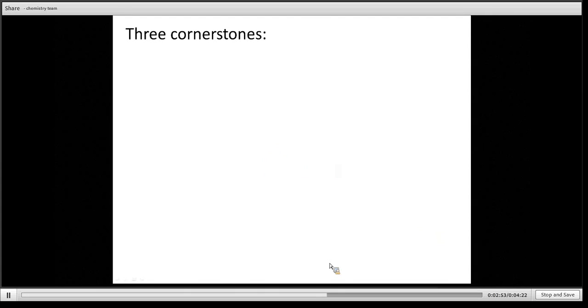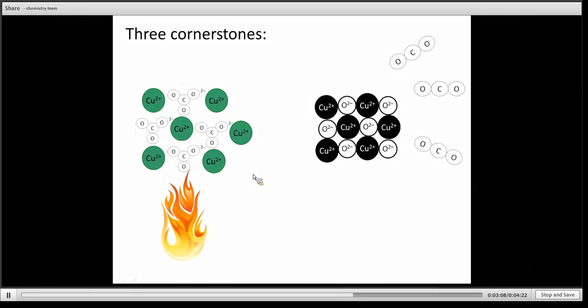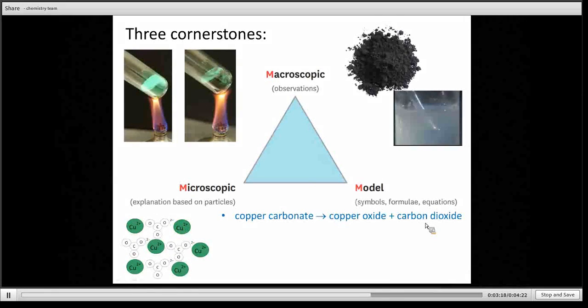Your microscopic, you're going to have to explain on the particle level. So you need to think about your copper ions and your carbonate ions, and when you heat them, what happens? They start vibrating and they rearrange, and you get then copper oxide and carbon dioxide coming off. Then finally the model. You should be able to write word equations. Your copper carbonate breaks up to form copper oxide and carbon dioxide.